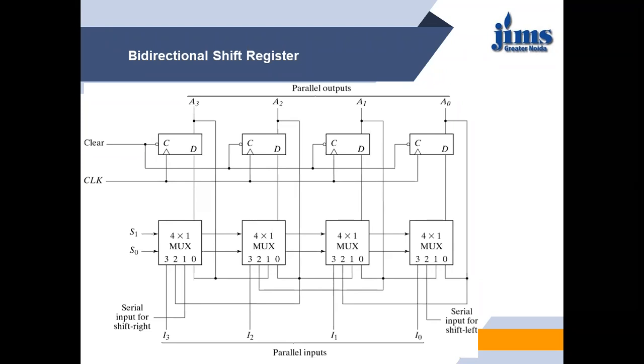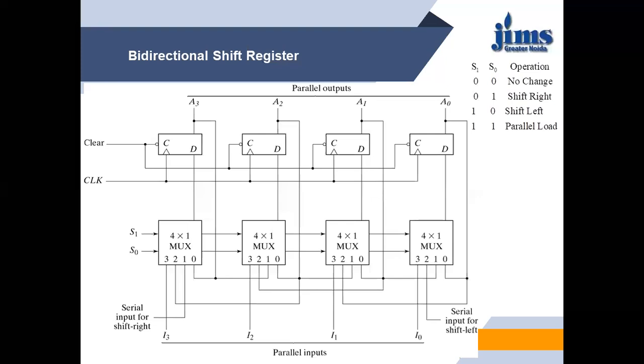Now let us come to the working of this shift register. These are the operation select lines S1 and S0, and these are the operations of the mux. Suppose the select lines are 0, 0. Whenever the select lines of the mux are 0, 0, the output is connected to the first input, that is the 0th input.